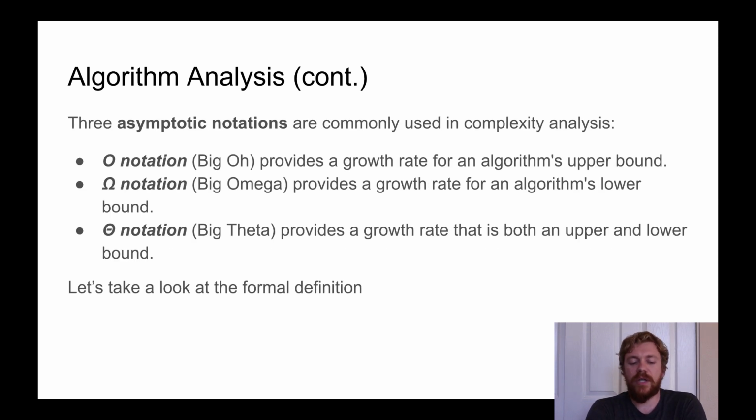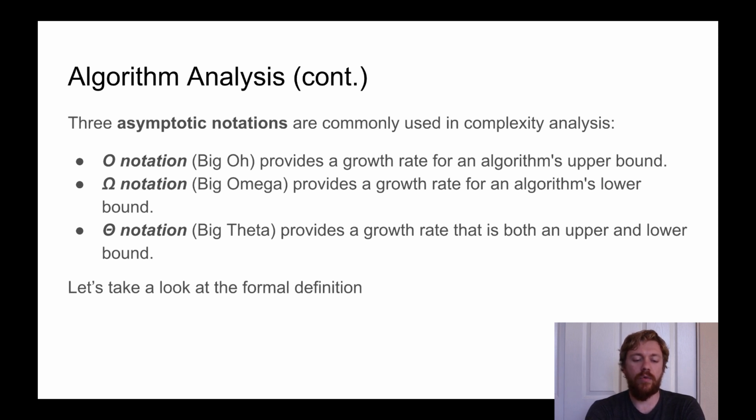So there are three asymptotic notations that are commonly used in complexity analysis. There's actually more than these three, but these are the three we're going to go over in this particular slide. And then after this, we'll only focus on big O notation. So big O notation provides a growth rate for an algorithm's upper bound. So once again, an upper bound: as n gets bigger and bigger, your T of n algorithm will take longer and longer, as opposed to the best case, where it would not take as long.